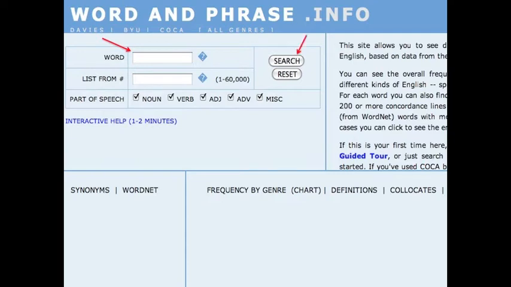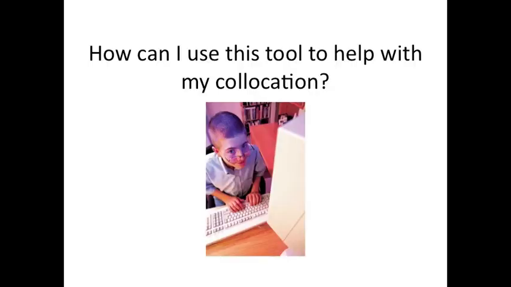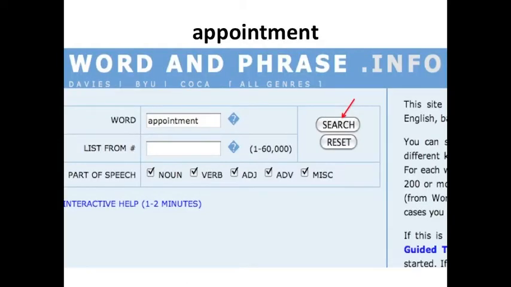It's very easy. And the question is, how can I use this tool to help with my collocation? Well, this tutorial will help you to learn about it. So imagine I want to know collocates or collocations for the word appointment. So I type the word appointment and I search. And I will have this kind of screen.